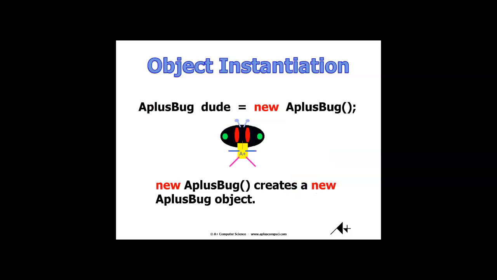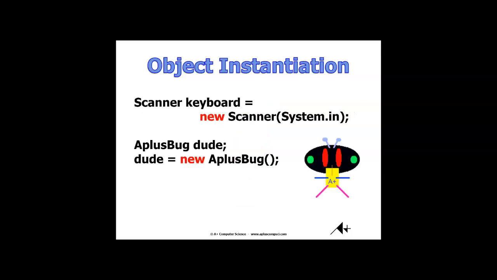So here's an expanded example. We have dude, which is a reference pointing at a new A+ bug. Notice, once again, you have to have that new reserved word in there for this to happen the way it's supposed to. And then here I've got a scanner reference pointing at a new scanner with System.in, and I've got a dude reference pointing at a new A+ bug.